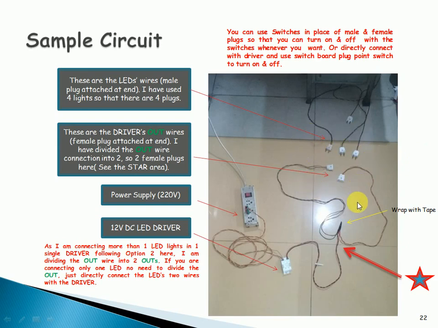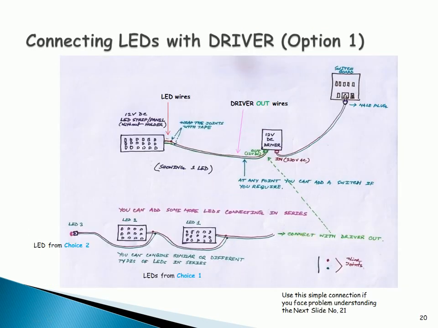So if you don't want to use multiple LED lights and you want to just use a single one, just make the connection simple. Directly connect this driver wire with the LED wire. No need of using these male female plugs and switch. Just directly connect this light wire with the driver wire. Just see the diagram again. Driver wire and light wire simply connected, nothing in between. I hope you could understand.